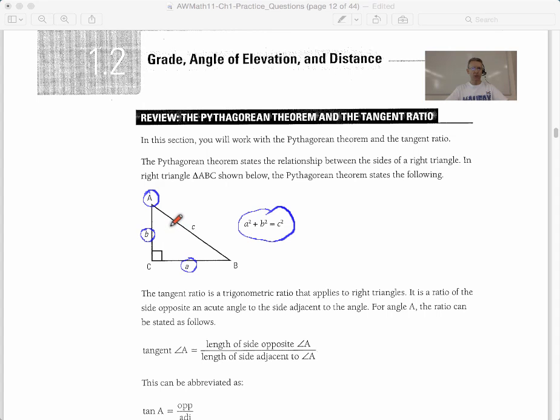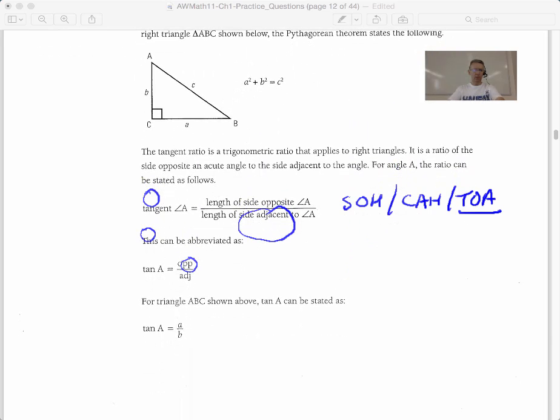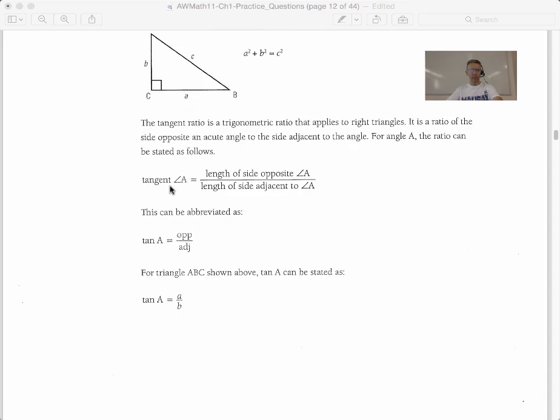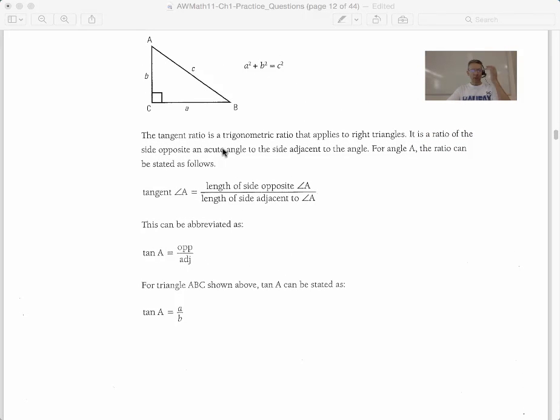So if you remember from SOHCAHTOA, we're actually using the last one here. Tan is the opposite over adjacent. So tan of angle A, whatever this angle might be, is equal to the opposite over the adjacent. So let me just scroll down. We can abbreviate the formula as tan of angle A is opposite over adjacent, or in this case we're using side labels of A and B.